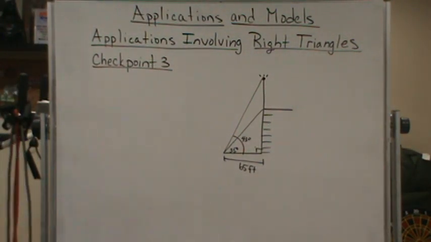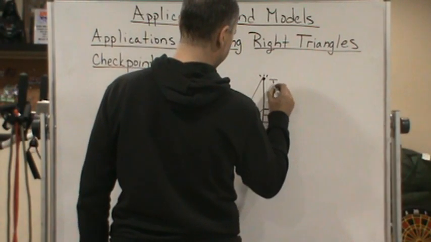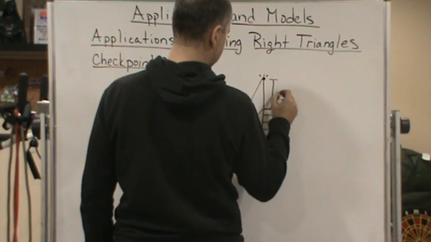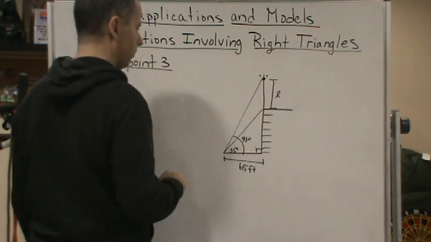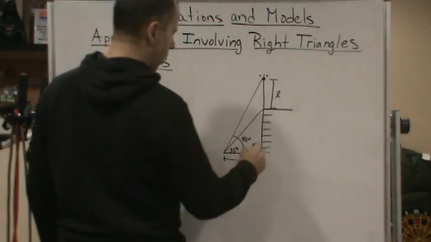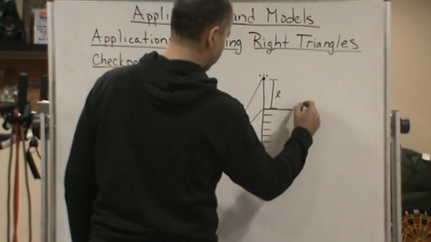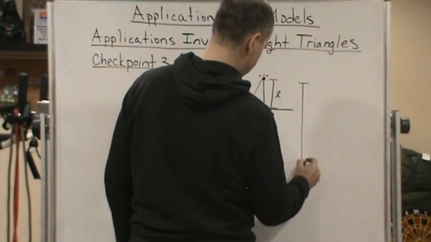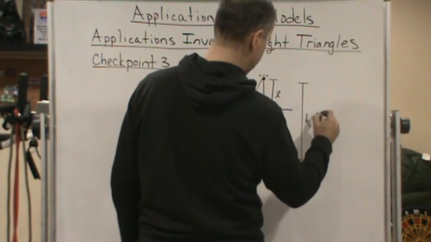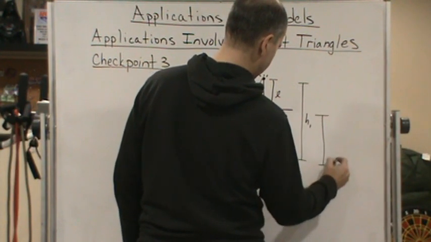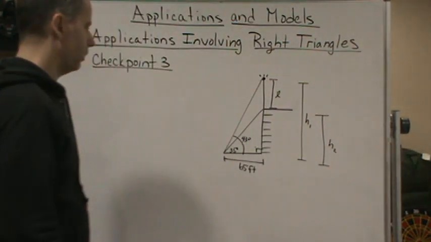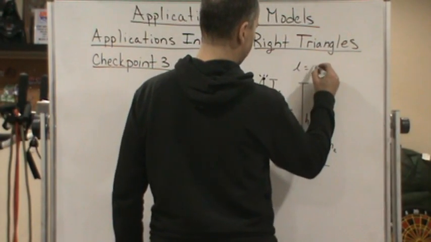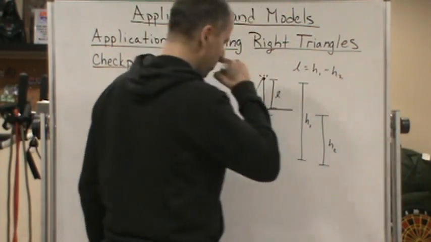So now we want to find the height of the antenna. Let's call it L. Again, we're looking for the difference in the two heights. So we want to find this height, we'll call it H1, and we want to find this height, we'll call it H2, subtract them, and we get L. So L is going to equal H1 minus H2.